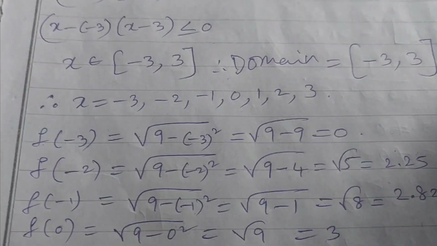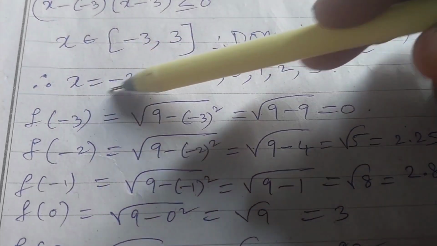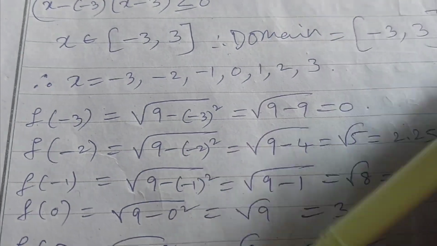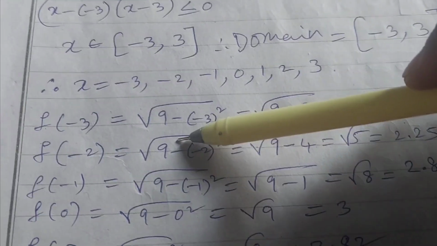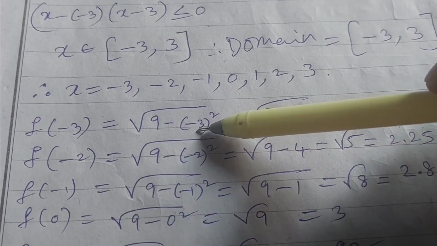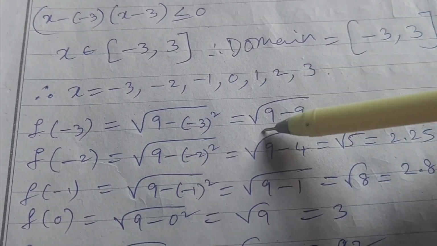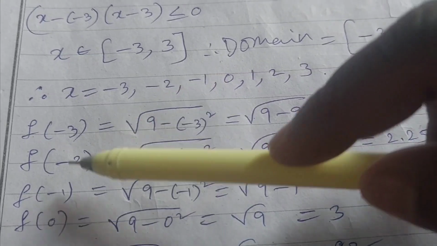Now to find the range, whatever x values you are putting, it should give some result; those are the range. So now once we substitute x in the place of minus 3, our function is under root of 9 minus x square. So 9 minus 3 square, x in the place of minus 3. So 9 minus 9 will give you 0. Next element, minus 2, substitute.